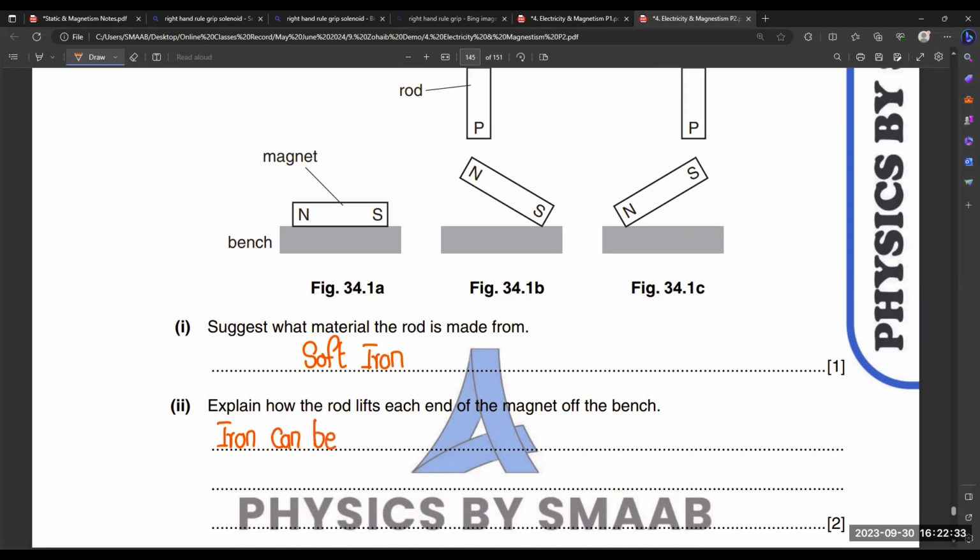So now you have to write that reason which you mentioned in the first part in your second part, that it can easily be magnetized and demagnetized. So basically a soft iron can easily be magnetized and demagnetized.